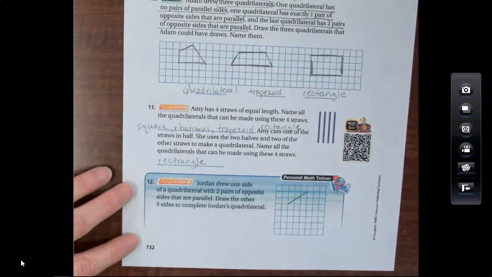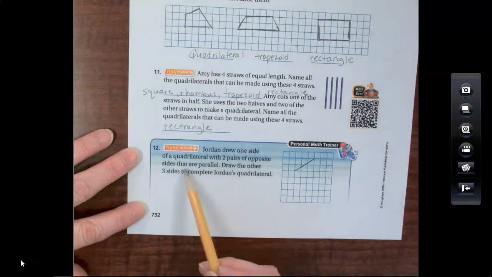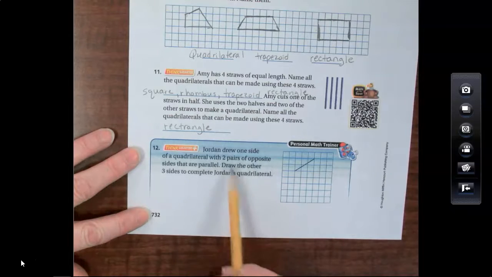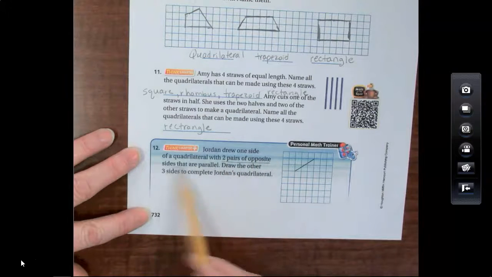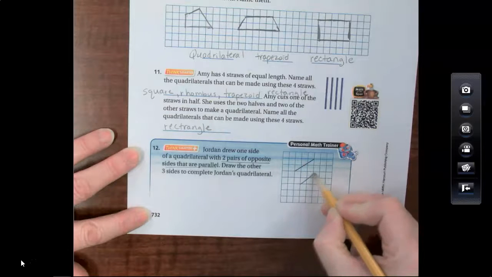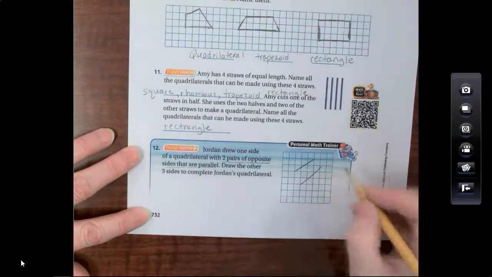Alright, then down at the bottom, 12 says, Jordan drew 1 side of a quadrilateral with 2 pairs of opposite sides that are parallel. Draw the other 3 sides to complete Jordan's quadrilateral. Well, he said he drew a quadrilateral, so we're going to have 4 sides, 2 pairs of opposite sides that are parallel. So if they're both going to be parallel, the sides, we need something parallel to this. So to get something parallel to that, we're going to go there. So those 2 would be parallel. They're going to go on forever, never cross. Parallel, they never cross.